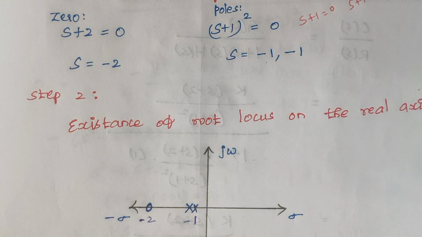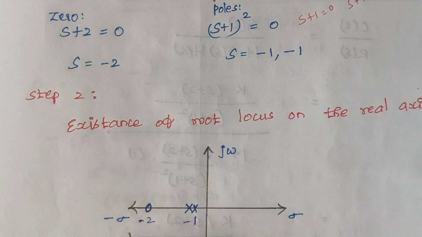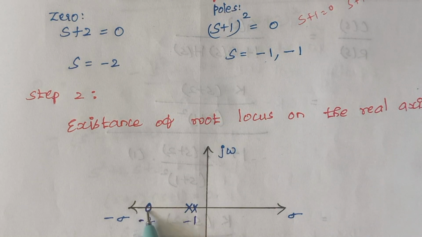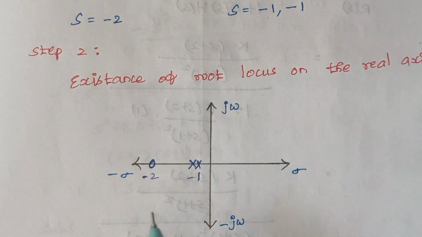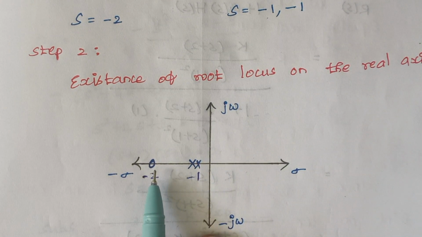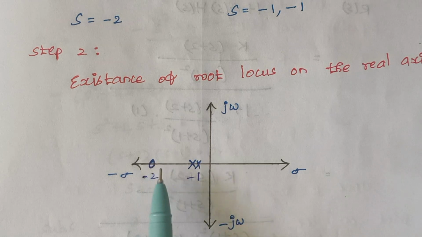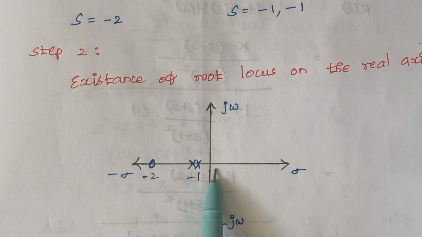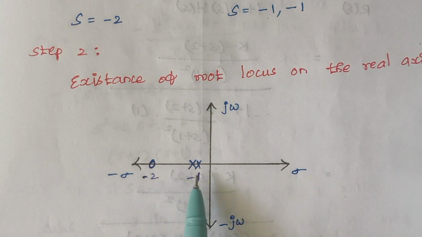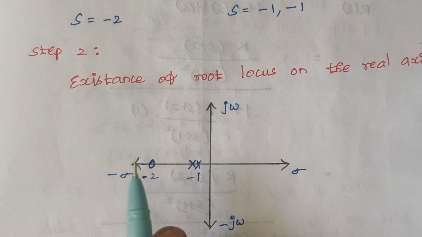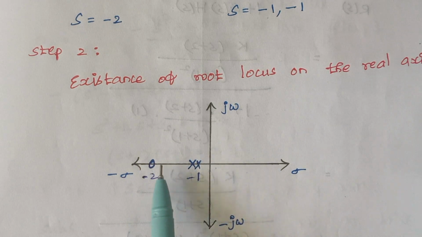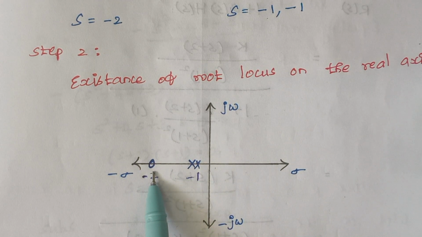Now we have to tell whether the root locus exists or not. For example, let us consider this minus 2 as a test point. To the right hand side of this minus 2, how many poles and zeros are there? Here we have 2 poles. 2 is an even number, so the root locus does not exist between minus 1 and minus 2.